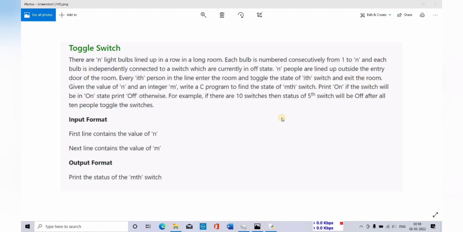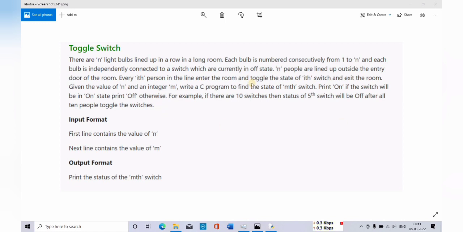Okay, same case is with the third person also, and the fourth person will also not go to the fifth switch. But the person who is at the fifth position outside the door will go to the fifth switch and he will toggle it. Okay, and because of him, now the fifth switch will once again go to the off state. That's why, see, the output will be off. The switch will be off after all the 10 people toggle the switches. That is what we have to print.